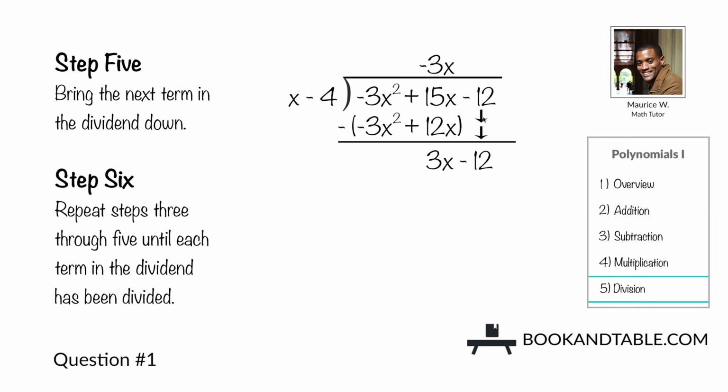And now we'll bring the next term in the dividend down. So we'll bring down negative 12, giving us 3x minus 12. And now we'll repeat steps 3 through 5.